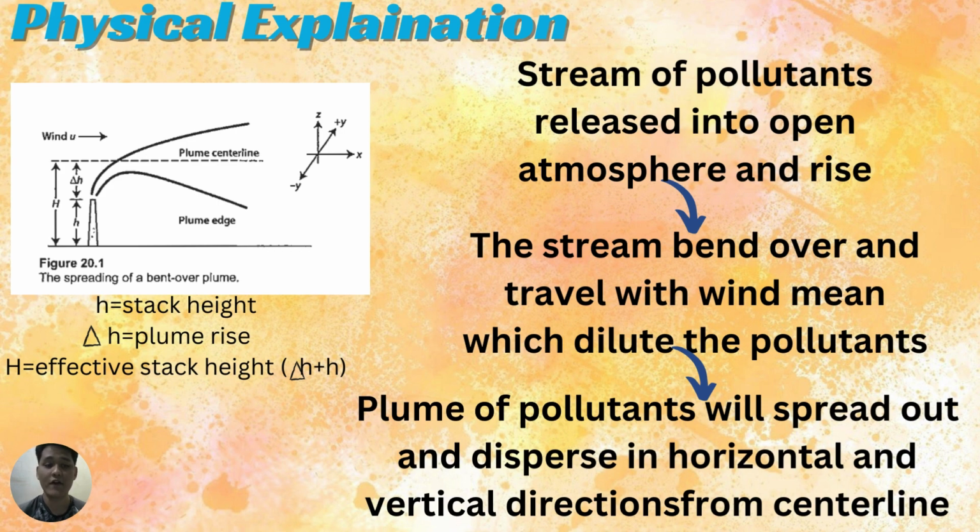The physical explanation of atmospheric dispersion is that streams of pollutants are released into the open atmosphere and rise. The stream bends over and travels with the wind, which dilutes the pollutants. The plume of pollutants will spread out and disperse in horizontal and vertical directions from the center line.